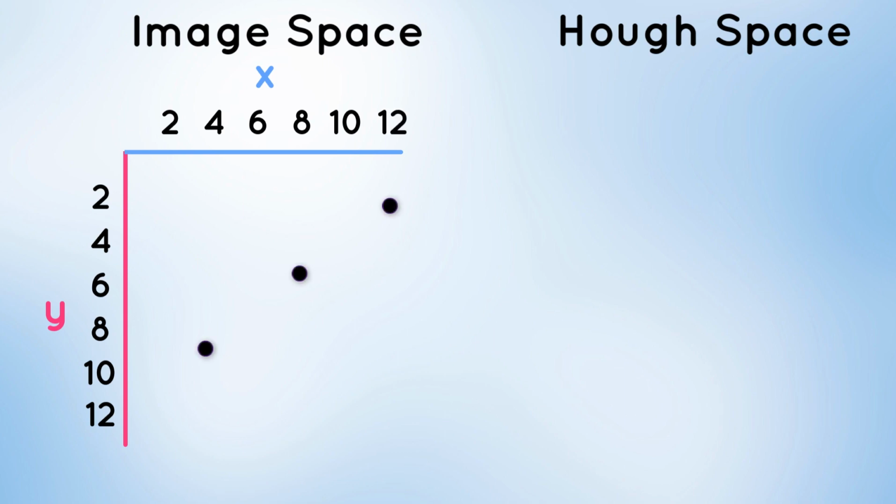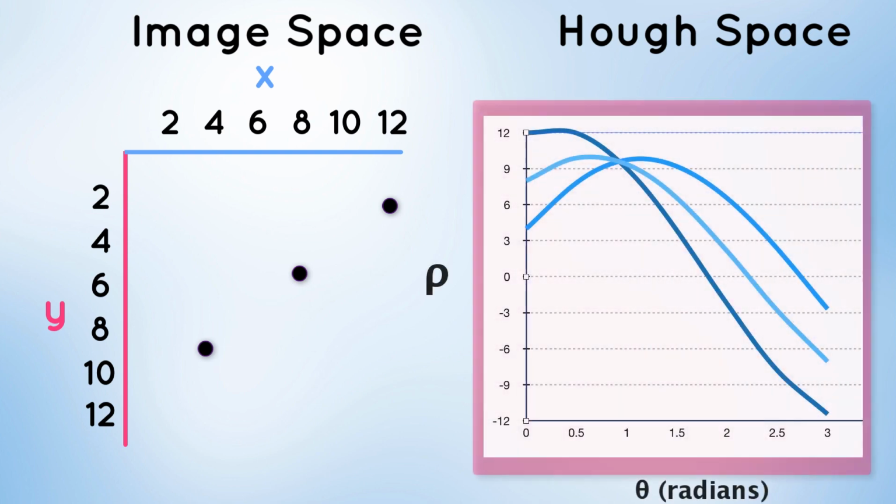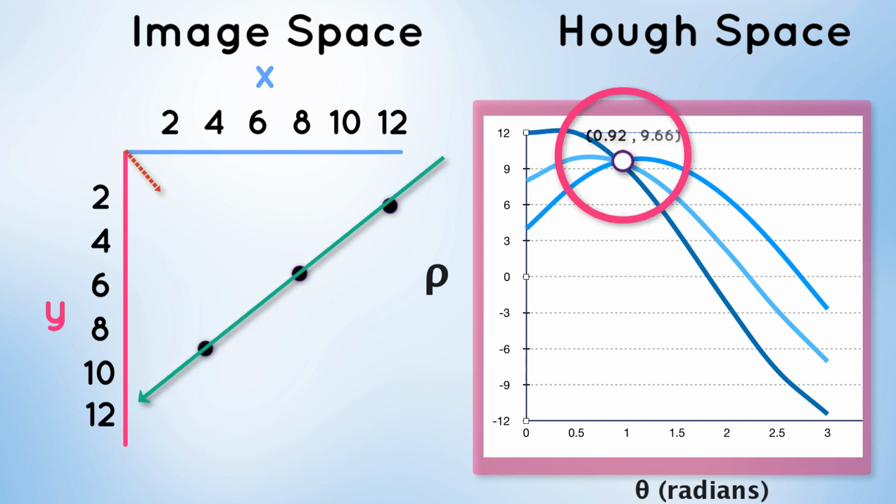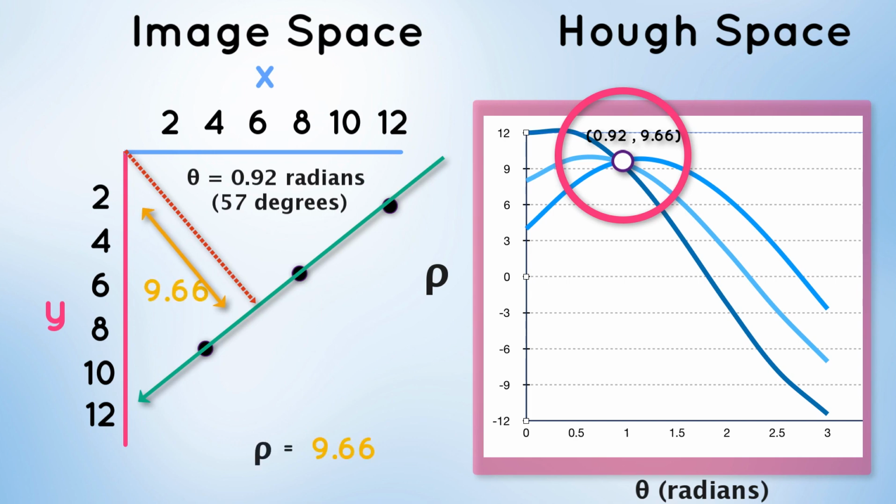We can look at a more specific example with 3 dots in our Cartesian space, which represent the following sinusoidal curves. All 3 lines intersect at the same point, characterized by a theta value of 0.92 radians and perpendicular distance of about 9.66. So that's the idea: finding which line best fits our data. In our case, it's the one with the following parameters.